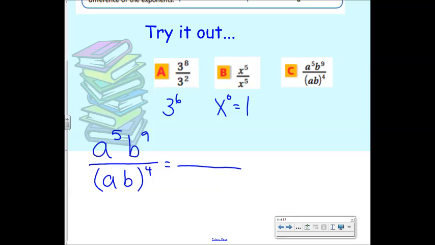A4, B4. And then still on the top, you have A5, B9. So what happens when you simplify that? Subtract them. And what do you end up with?